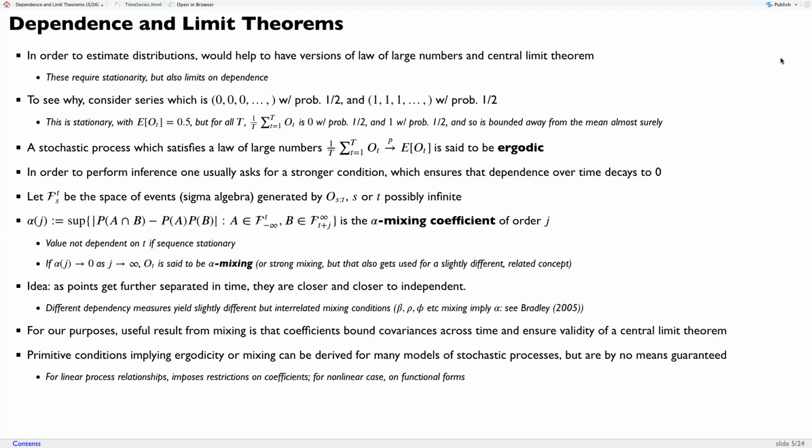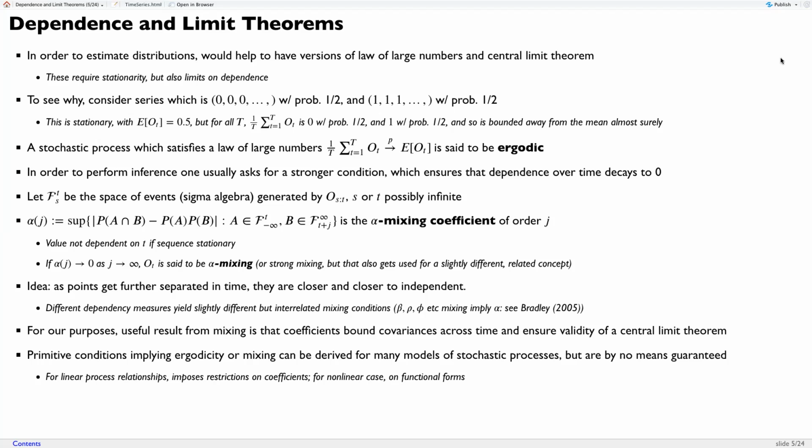So formally, here's a way of measuring dependence. Take two events, A and B, where A depends on the time series from the start up to time t, and B depends on the time series from time t plus j to the end. So these are two events separated in time by amount j. And consider the probability of the intersection of those events. If they were completely independent, it would equal the product of the probabilities of those events.